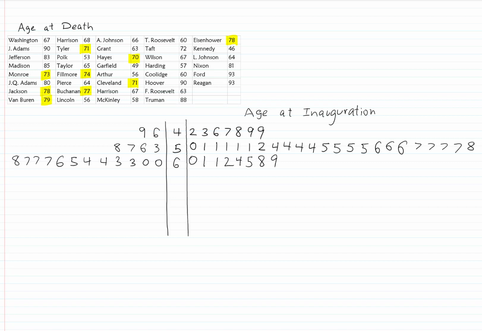Now there's no stem for 70s yet, so I need to start by writing that. And there's a 70 and two 71s and a 73 and a 74. Remember, you have to keep your leaves lined up vertically with the leaves above them and below them. Okay, where are we now? There's a 77, two 78s, and there's a 79.